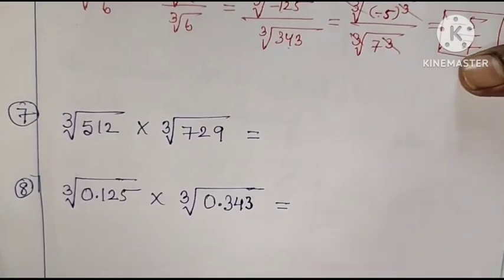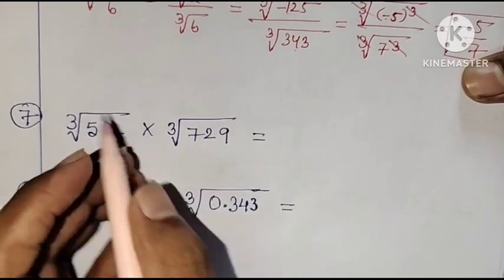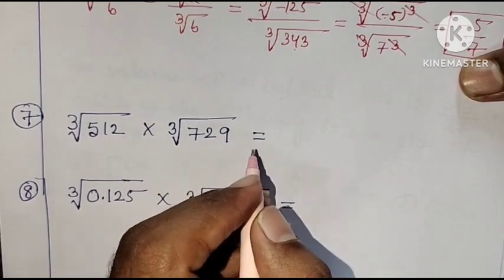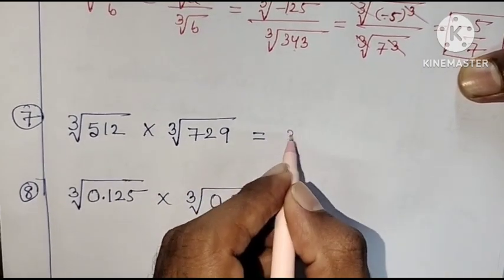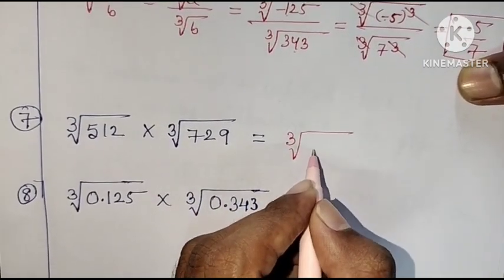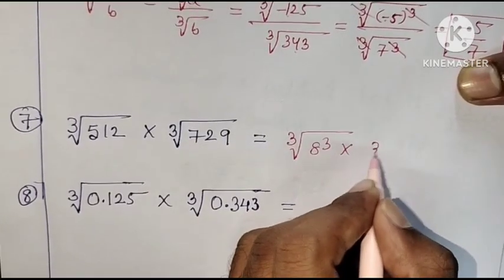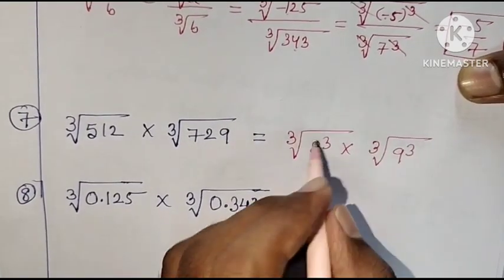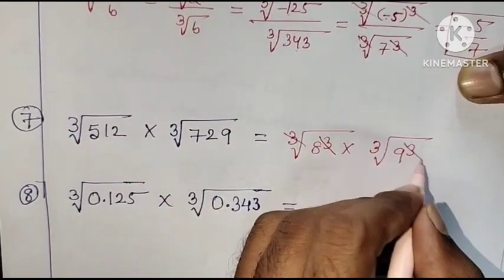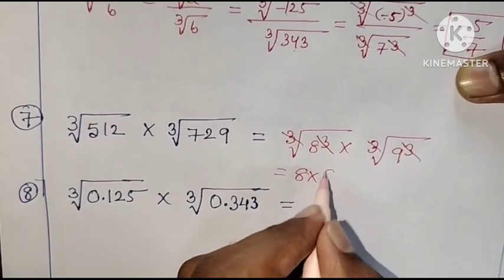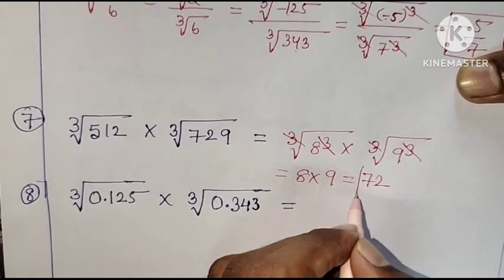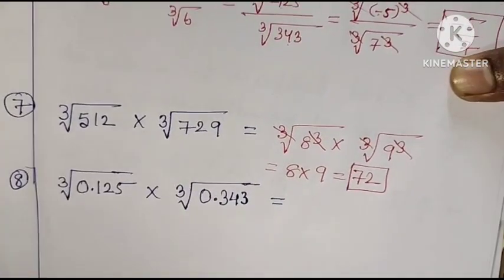Let us move on to the next question. Now, cube root of 512 into cube root of 729. Cube root of 512. So 512 is which cube? 8 cube. And what about 729? 729 is 9 cube. So cube root cancels, cube root cancels. 8 nines are 72. Okay. So these are all direct questions.